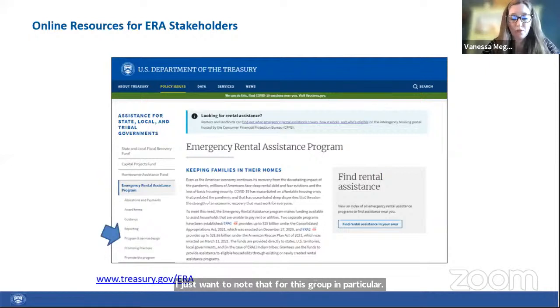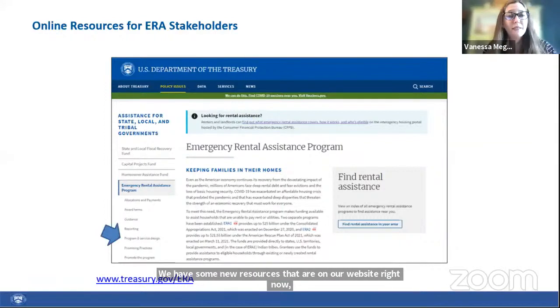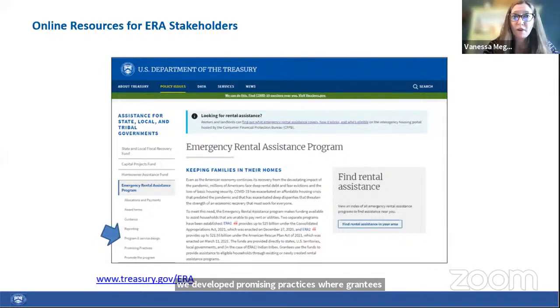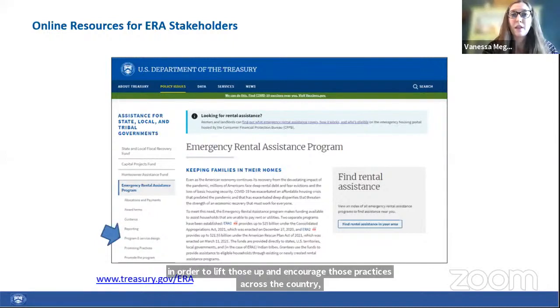We have some new resources that are on our website right now. We develop promising practices, where grantees identify practices that have worked for them in order to lift those up and encourage those practices across the country. And we've also started providing some information about sample applications. Next slide.